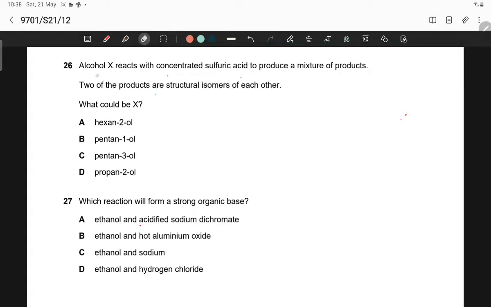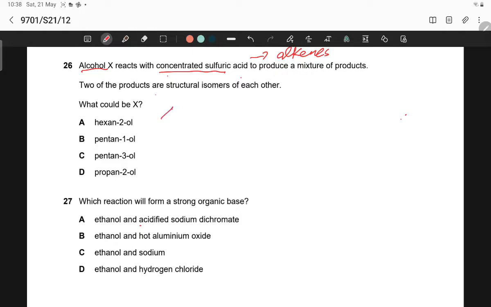Question number 26. Alcohol X reacts with concentrated sulfuric acid to produce a mixture of products. Two of the products are structural isomers of each other. So when alcohol reacts with concentrated sulfuric acid, alkenes are formed. Two of the products are structural isomers of each other. What could be X? Hexan-2-ol.